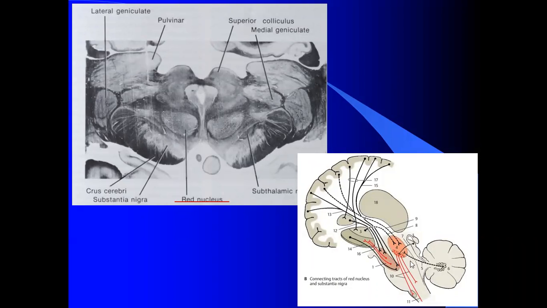And this was a nice cartoon I found last night, sort of showing you ups and downs. It's premotor coming into red nucleus, going down to the spine, also information coming in from the cerebellum, also coming in from the pretectum. All right, very nice.